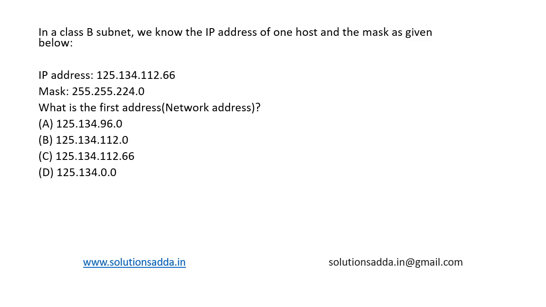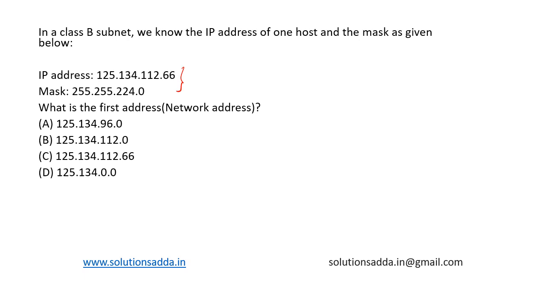This is a question from computer networks. In a class B subnet, we know the IP address of one host and the mask is given, and these are the values. What is the first address, that is the network address, and 4 options are given. So two important points to note here: the first point is we can obtain the network address by performing a bitwise AND operation of the IP address and the subnet mask. That is the first point.